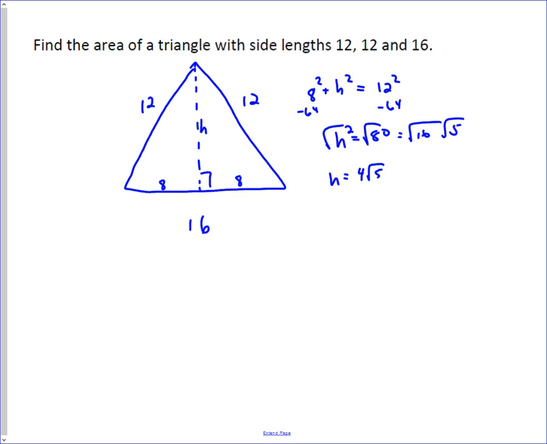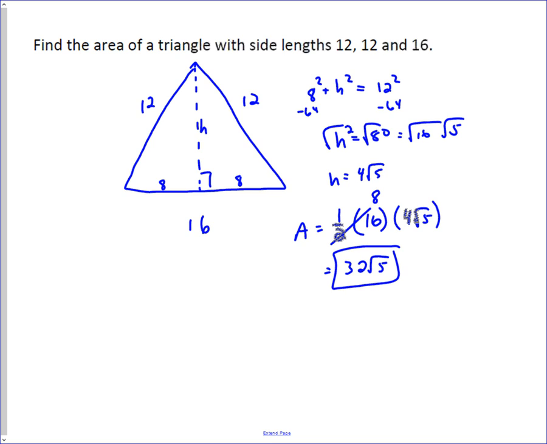And so the height's 4 root 5, and so the area of any triangle is 1/2 times the base, which in this case would be 16, times the altitude, or the height, which we just calculated to be 4 root 5. 1/2 times 16 is 8, so you get 32 root 5.